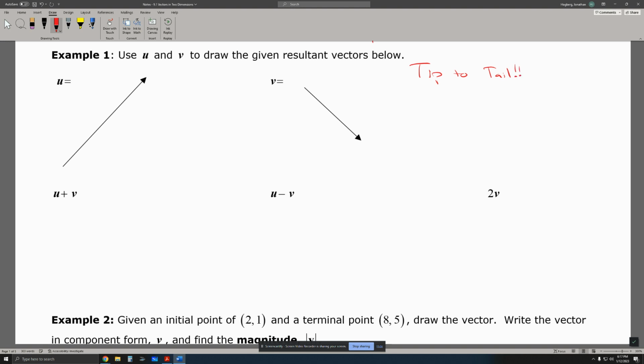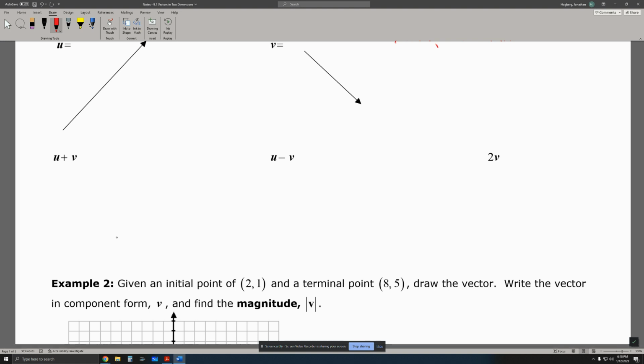When we add and subtract vectors, we have to do tip to tail. What I mean by that is if I'm drawing vector u, and then I want to add vector v, well, let's start by drawing vector u. Vector u is about this length here, and it's in this direction. If you have a ruler, that's even better. You can measure it, draw a straight line, and draw that arrowhead. Vector v is going down and to the right, and it's got a smaller magnitude. Tip to tail, I'm going to take the tip of u and attach it to the tail of v.